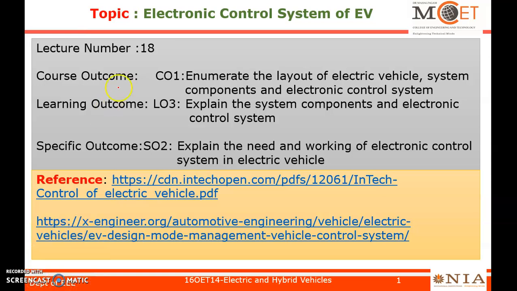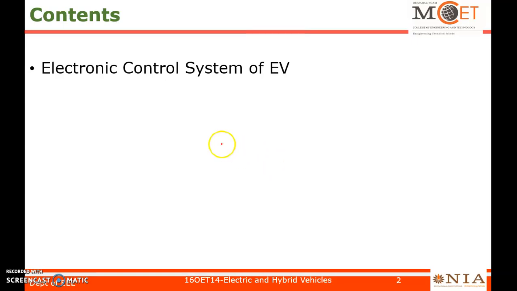Today we are going to see the concept of the electronic control system for electric vehicle, which comes under course outcome 1: to enumerate the layout of electric vehicle, system components and electronic control systems, under which learning outcome 3 is to explain the system components and electronic control system, under which specific outcome 2 is to explain the need and working of electronic control system in electric vehicle. So let us go into the topic now.